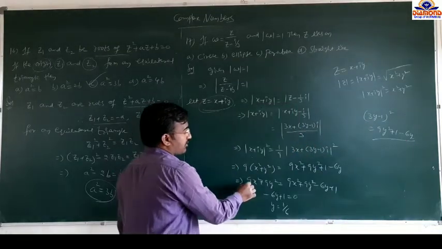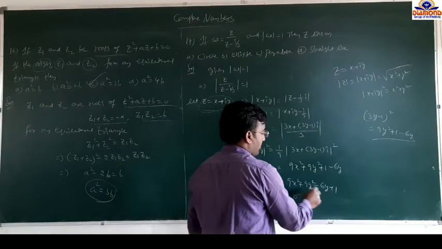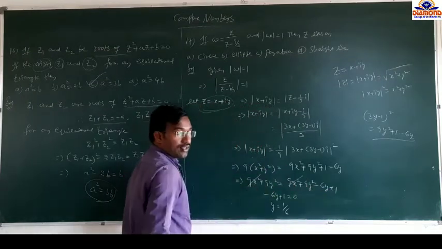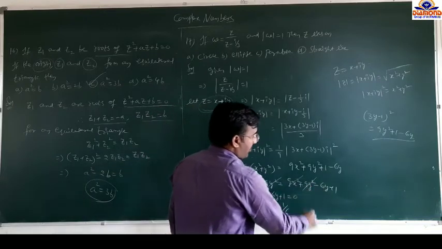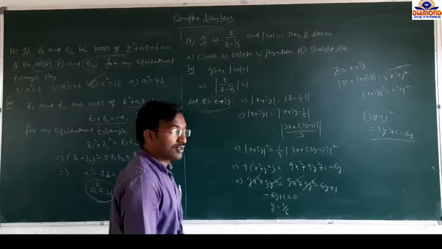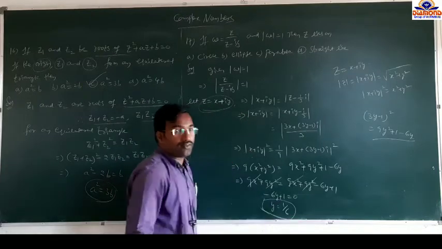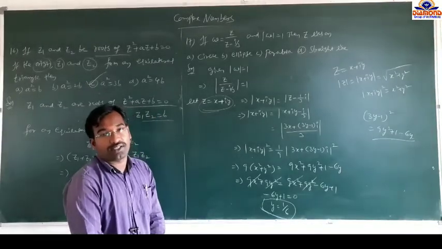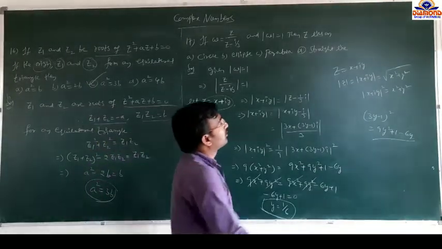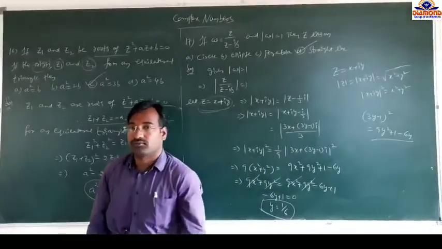So here 9x square plus 9y square equal to 9x square plus 9y square minus 6y plus 1. 9x square cancels, 9y square cancels. What is the remaining? Minus 6y plus 1 equal to 0. So y equal to 1 by 6, which is the form of y equal to k. Y equal to k means which is a line. So option is B.